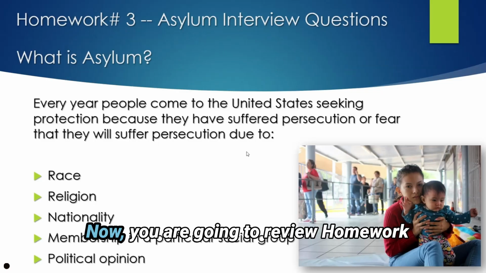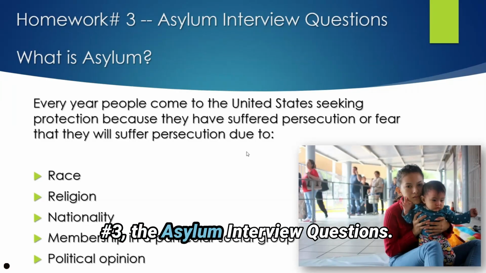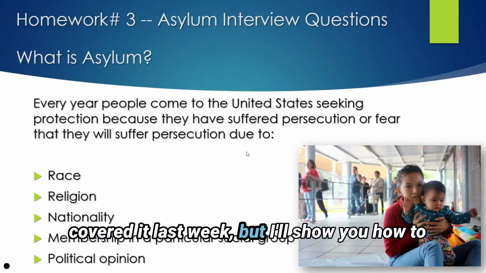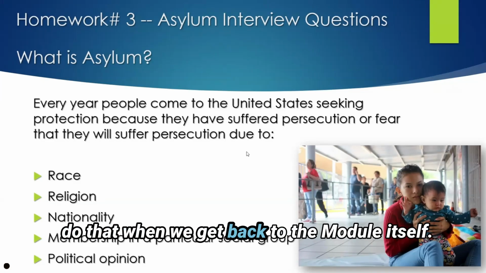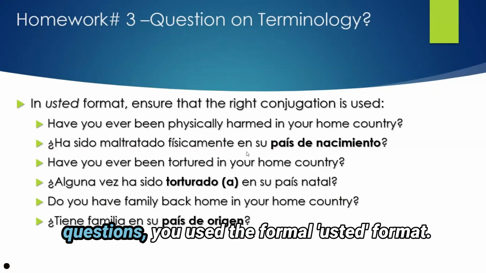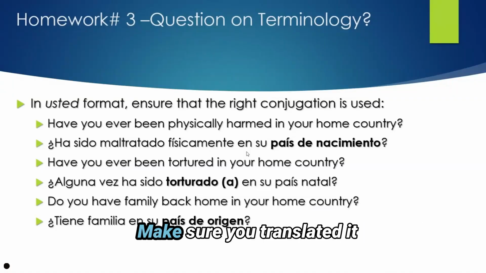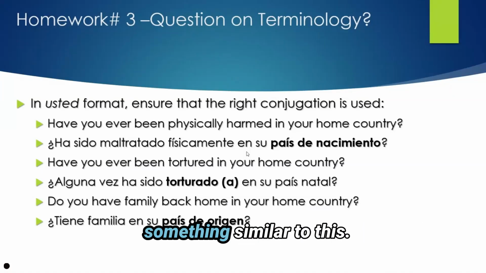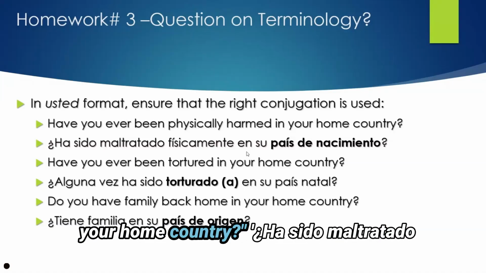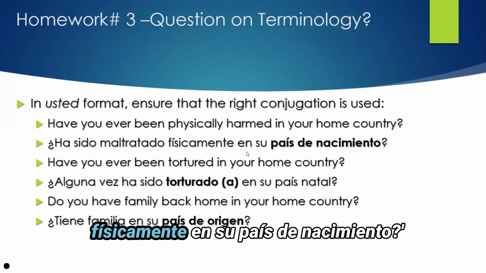Now you're going to review homework number 3, the asylum interview questions. We don't need to go over this because we covered it last week, but I'll show you how to do that when we get back to the module itself. Make sure that when you translated those questions, you use the formal usted format. Make sure you translated it something similar to this. Have you ever been physically harmed in your home country? "Ha sido maltratado físicamente en su país de nacimiento."